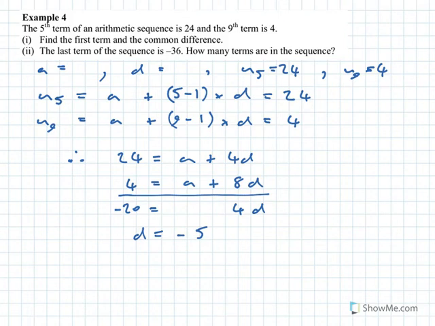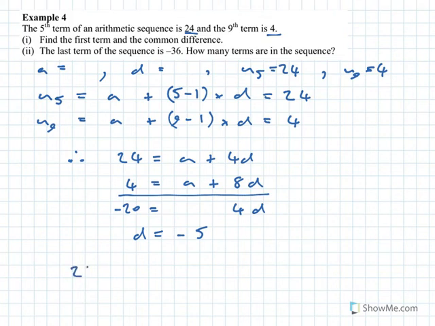Okay, at this point, it's always sensible to think, does that make sense? The common difference is -5, so the sequence is going down. The fifth term of the sequence is 24, the ninth term is 4, so yes, it is going down, so that makes sense. Now that I've got D is -5, it doesn't matter which equation I use, I can just plug it back in. So let's use the top one, so I don't have to worry quite so much about negative numbers.